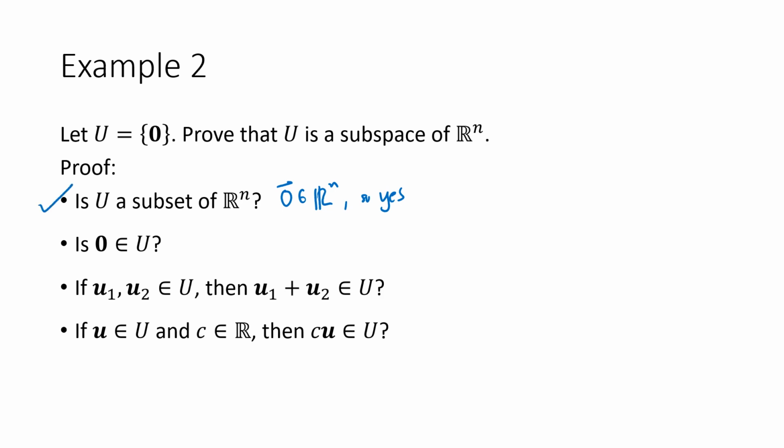And that also takes care of the second bullet on our checklist. Is the 0 vector in U? Well, the 0 vector is the only thing in U. So yes, the 0 vector is in U by the definition.